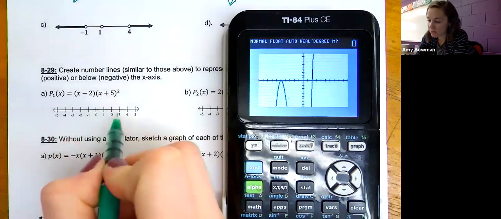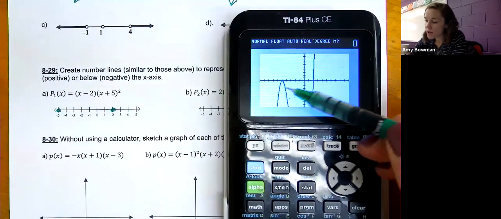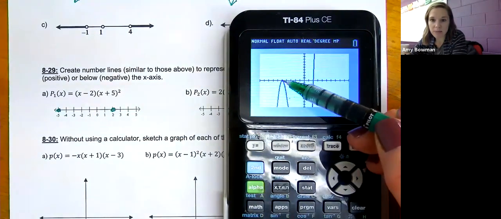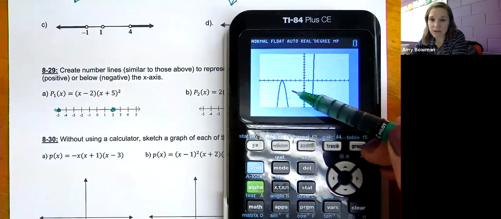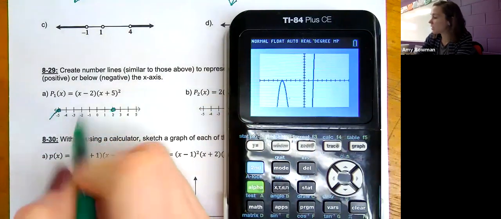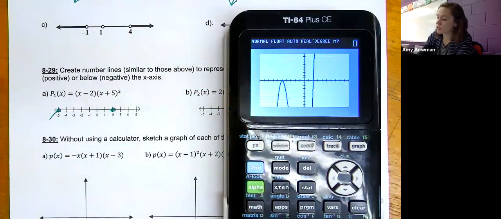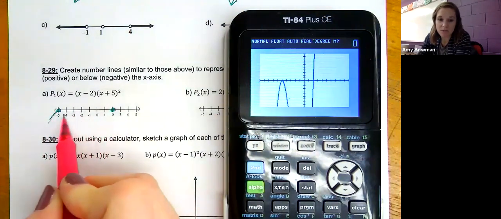So this one has a root at 2 and -5. So what is this function doing before and after -5? It's actually negative before and after -5. So that means it's just coming up and touching -5 right here. I'm actually not going to sketch the graph. I don't want to put the emphasis on sketching the graph, more so on building the number line.